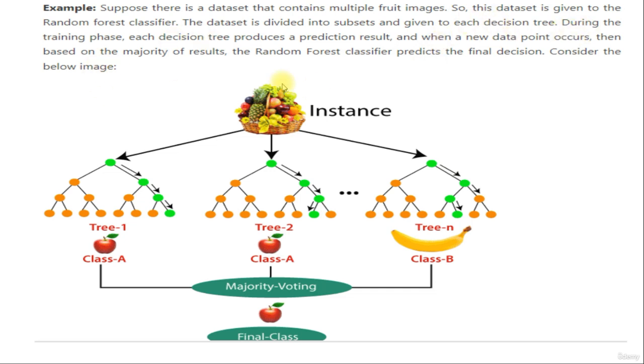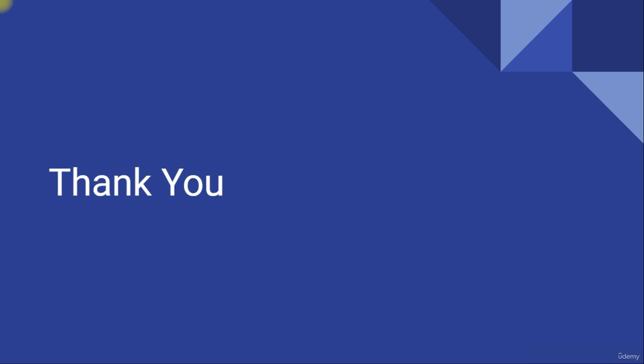So during the training phase, each decision tree produces a prediction result. So this decision tree, let's say, predicts that this belongs to class A. The second decision tree tells that this belongs to class A, and the third or the nth decision tree tells that this belongs to class B. Now when a new data point occurs, based on the majority vote results, the random forest classifier predicts the final decision. As the majority vote is for class A, the final predicted class will be class A based on the entire random forest algorithm. So this is how the random forest algorithm works. I hope you are very clear with the working of the random forest algorithm.